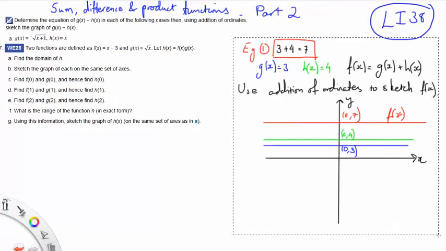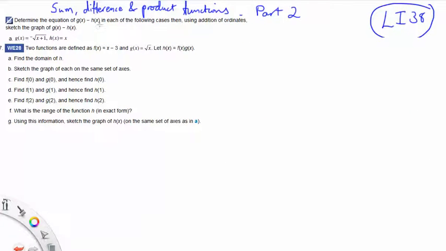Okay, so let's have a look at this example here. So we'll call this example 2. It wants us to sketch g of x minus h of x. So we've got g of x and we've got h of x, and it wants us to sketch their difference. So now we're moving on to sketching a difference of two functions. So this time we're doing the difference of two functions. How do we do this?